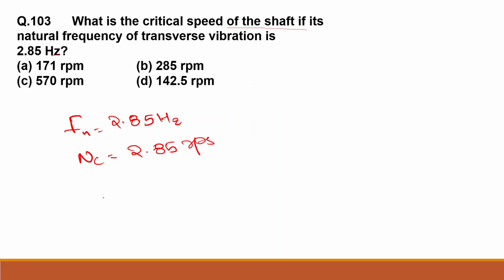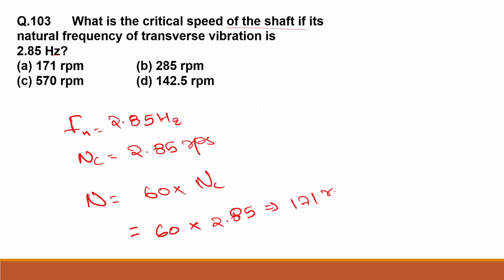After that, by applying the formula, 60 into Nc is equal to 60 into 2.85, which is equal to 171 rpm.